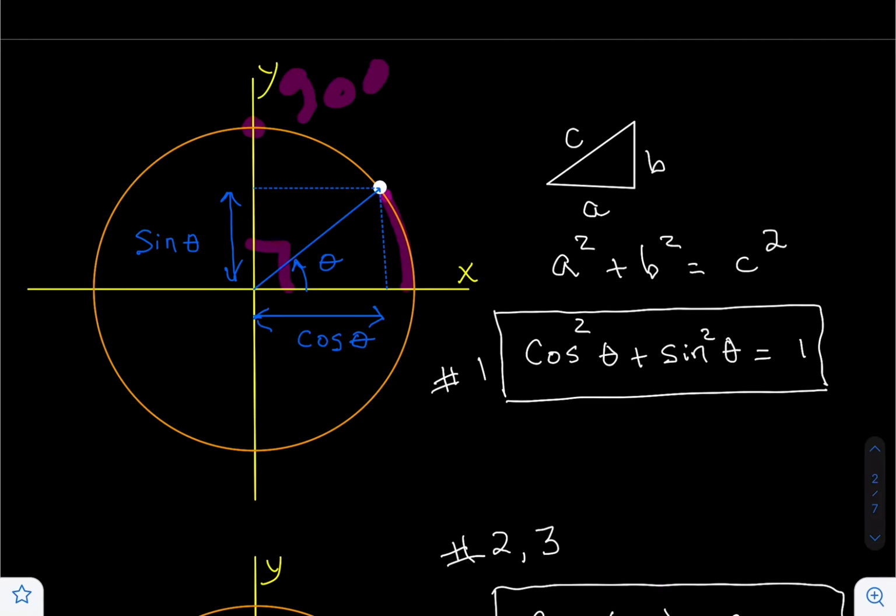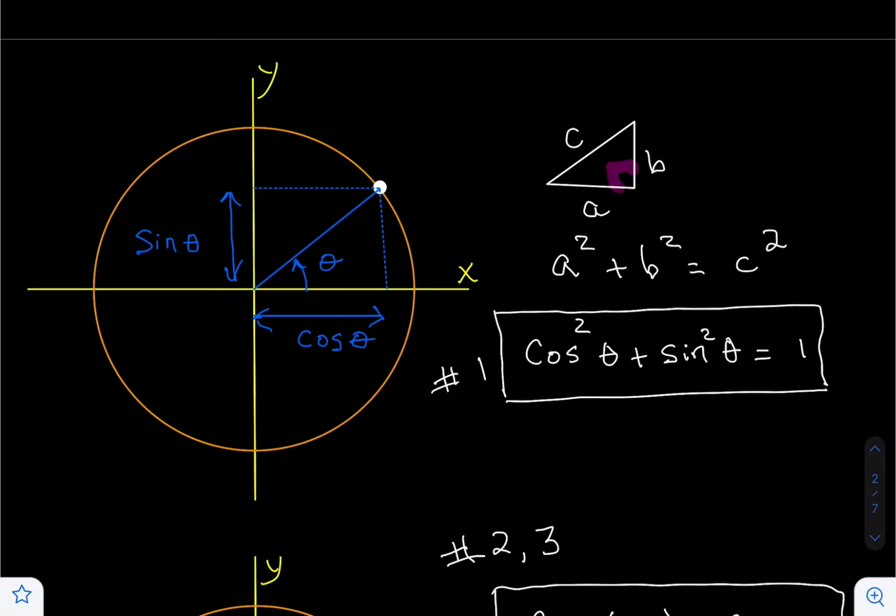And let's get to the first trigonometric identity. So everybody in high school has seen that when you have a right angle triangle, the Pythagorean rule says that a squared plus b squared equals c squared.